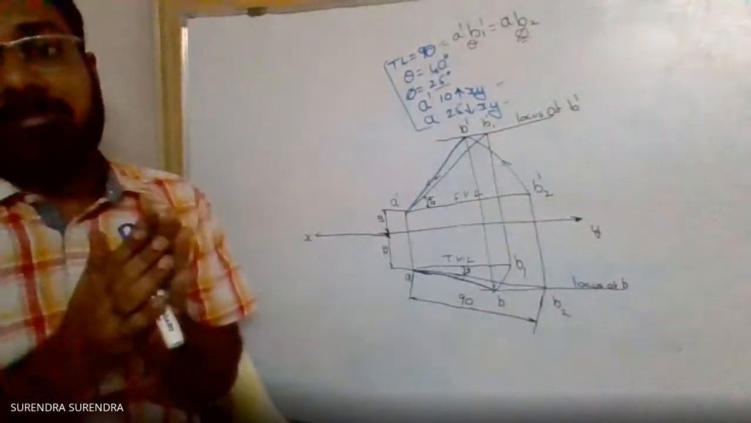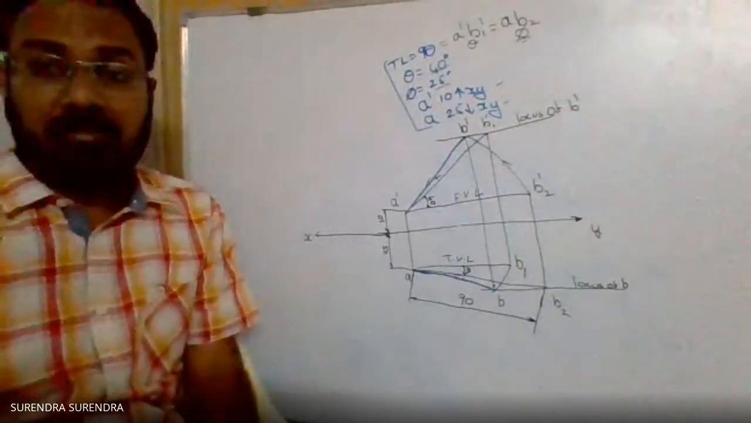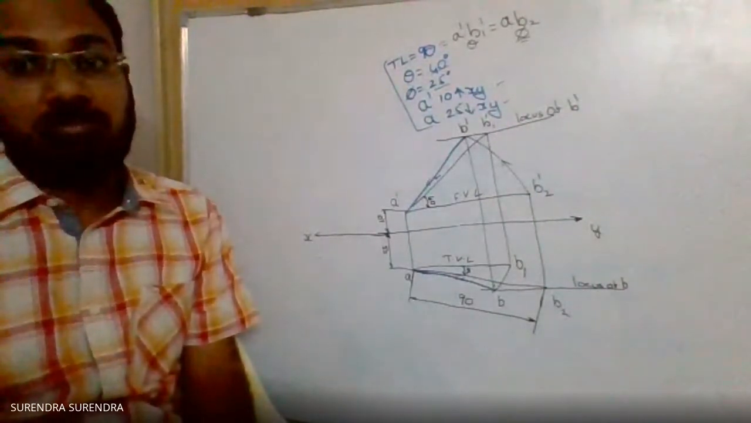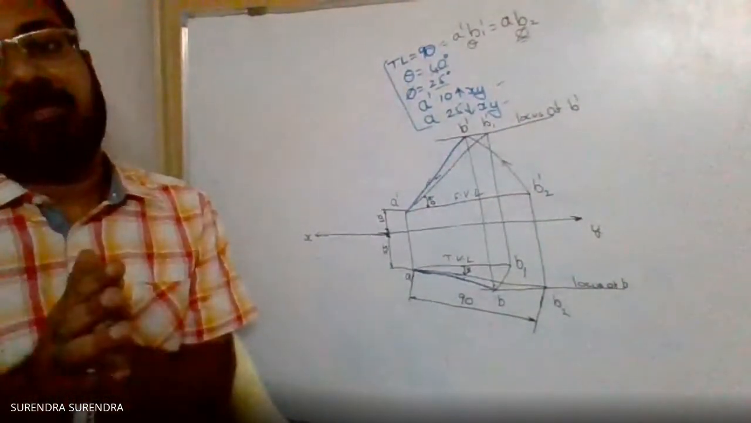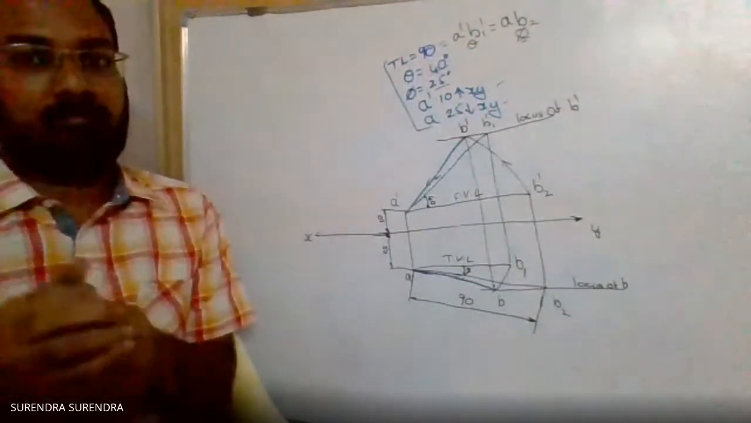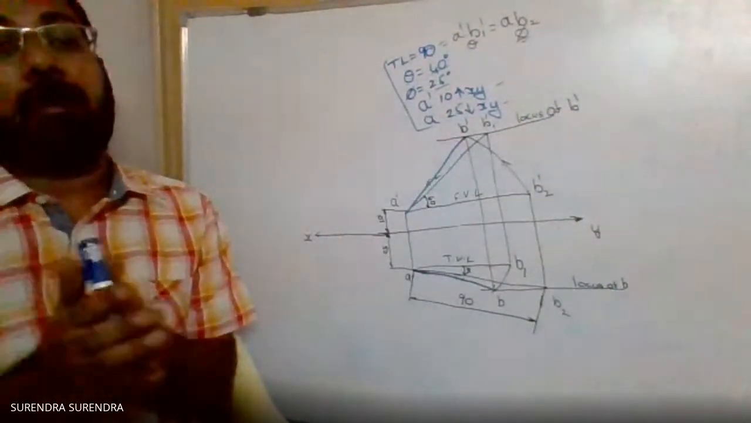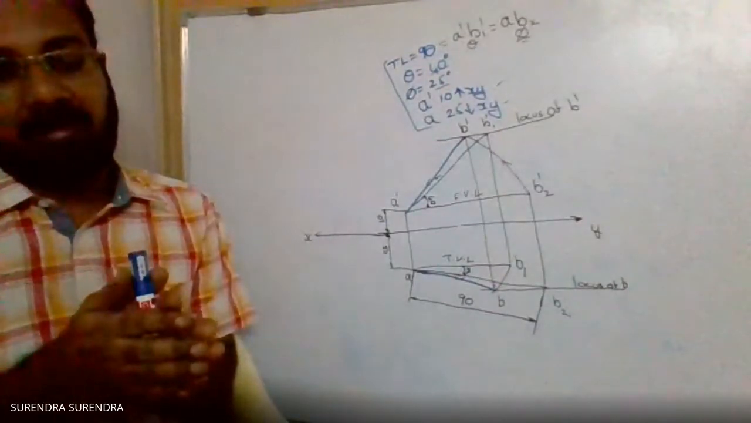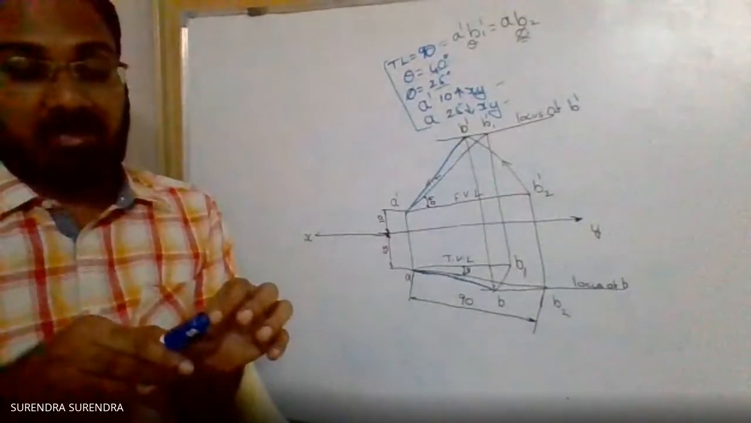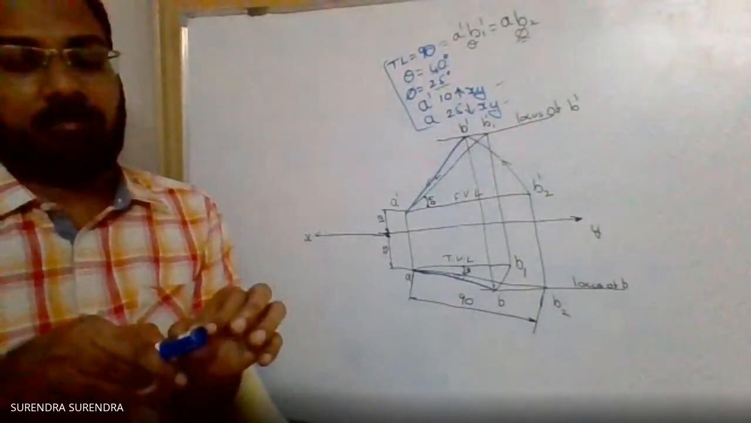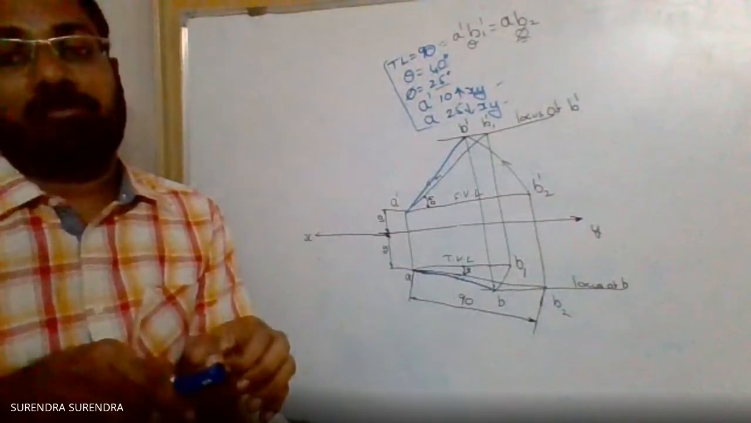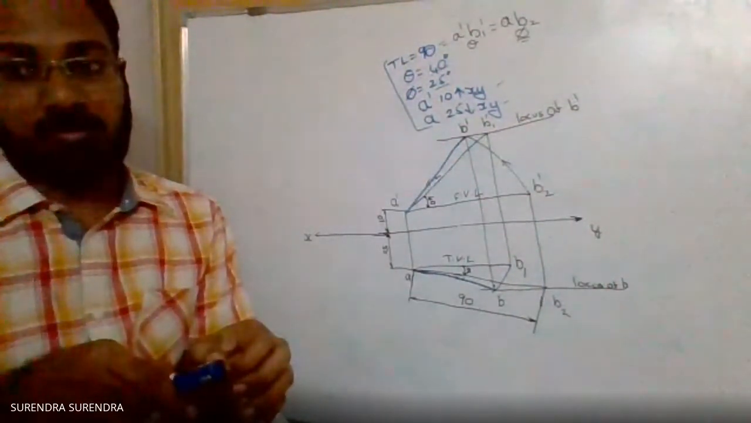Now, at the end, he asked to determine its traces. See the final statement of the problem: he asked to determine its traces. Like tangent or normal for curves, traces are additional values, additional points which we have to identify for the projections of lines inclined to both the planes.